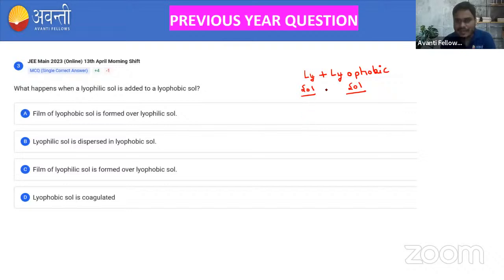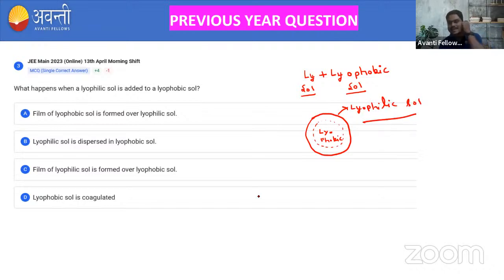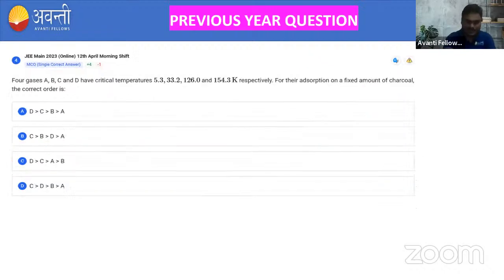See, whenever the lyophilic sol is added to the lyophobic sol, it acts as a protective layer. How does it act as a protective film or layer? This is the lyophobic sol. Whenever the lyophilic sol is added, it acts as a protective layer around it. So the lyophilic sol acts as a protective layer or protective film for the lyophobic sol. We can say that a film of lyophilic sol is formed over the lyophobic sol. So option C is correct. Lyophilic acts as a protective layer.